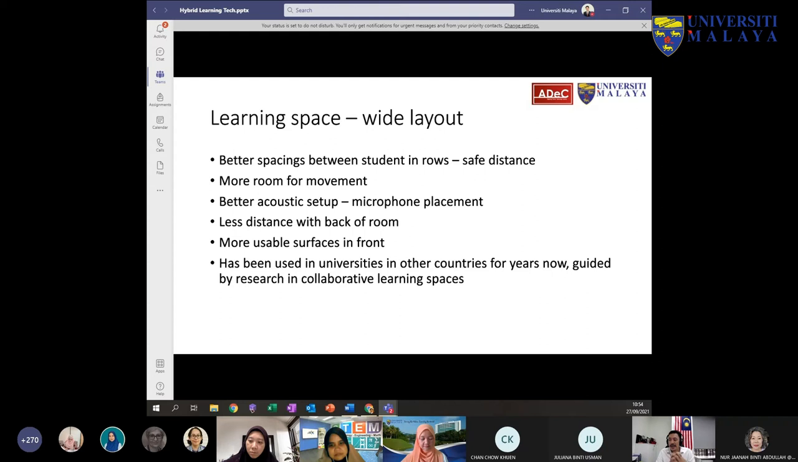So those two things, you don't have to actually interchange them. Okay. And this wide layout in the classroom has been used in universities in other countries for years now. And we actually, in the university, have a learning space policy instituted in 2012. But I don't know what happened along the line. People might have sort of forgotten about it. Okay, and so we need to look at the policy again to actually use the collaborative learning layout in our classrooms today.